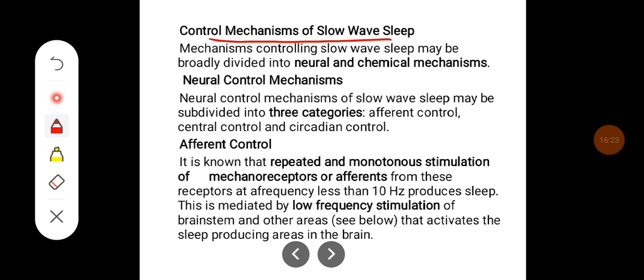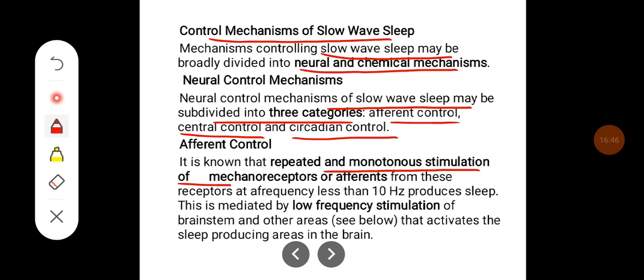Control mechanisms of slow wave sleep. The mechanisms controlling slow wave sleep may be broadly divided into neural and chemical mechanisms. The neural control mechanisms of slow wave sleep may be subdivided into three categories, that is, afferent control, central control, and circadian control. Afferent control, it is known that the repeated and monotonous stimulation of mechanoreceptors or afferents from these receptors at frequency less than 10 Hz produces sleep.